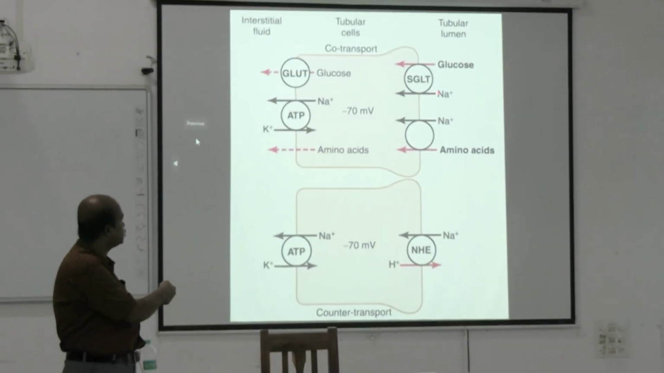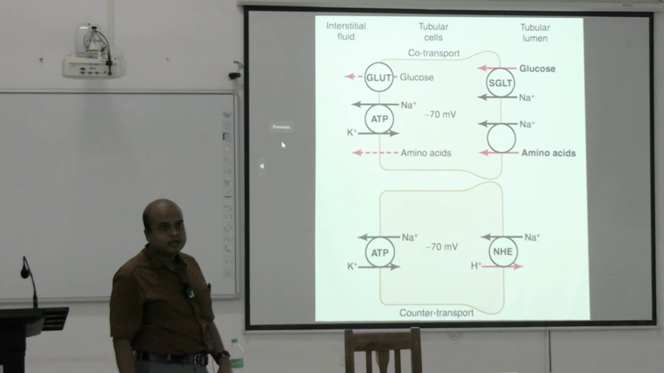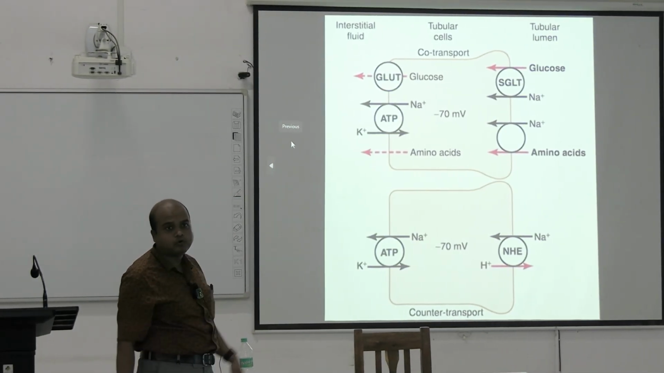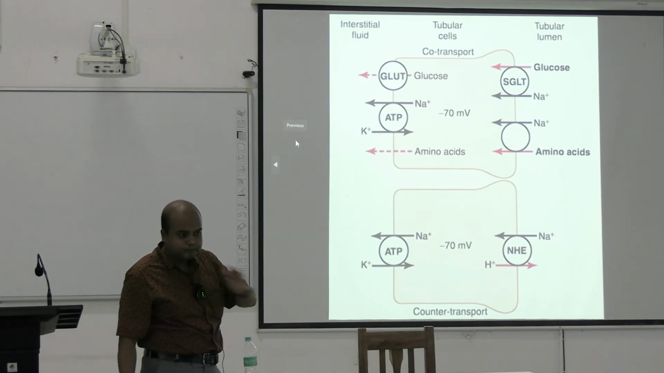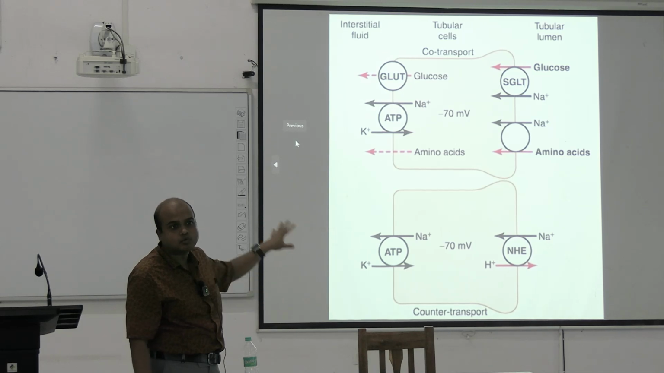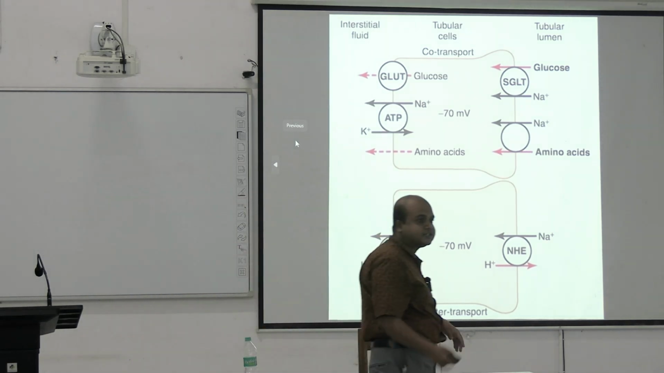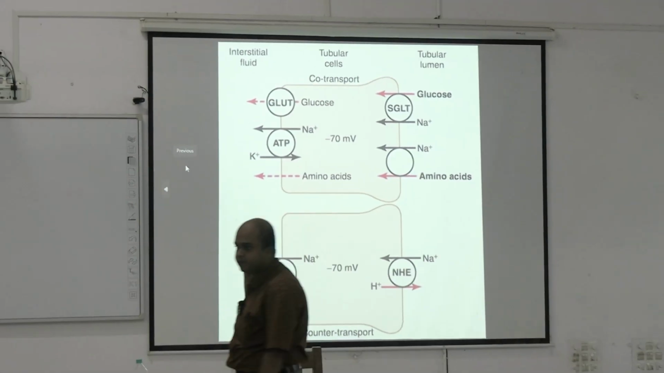Co-transport is sodium and glucose together, SGLT. This is the sodium glucose co-transporter, SGLT. And GLUT, there are various forms of it, GLUT1, GLUT2, GLUT3, GLUT4. Glucose also comes into the cells in the body under the action of insulin. That is also GLUT4. All these are proteins which help in facilitated diffusion.